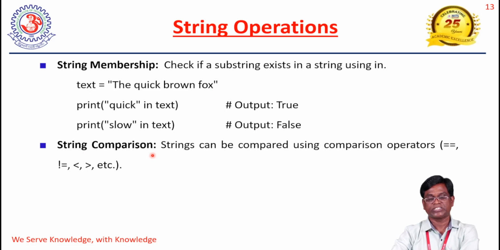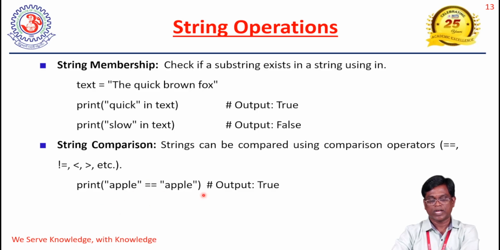And another operation is string comparison. Given two strings, I can use the comparison operators like is equal to, not equal to, less than, greater than, less than or equal to, greater than or equal to. We can apply these operators on the strings, and we can find whether they are equal or not equal. Let us see this example. Print apple is equal to apple. So I'm using the is equal to operator. Both the strings are equal, so it will return True.